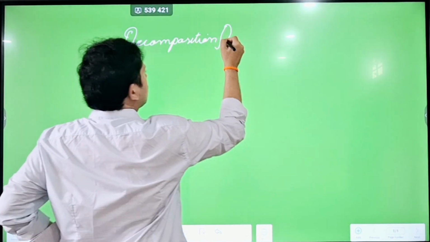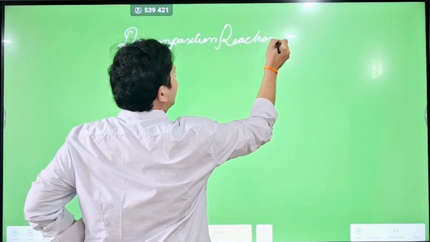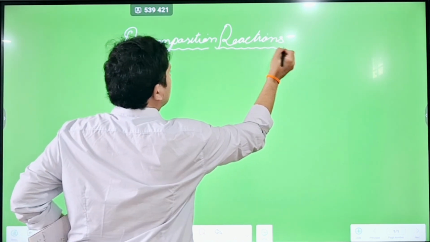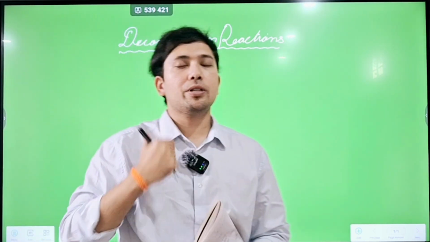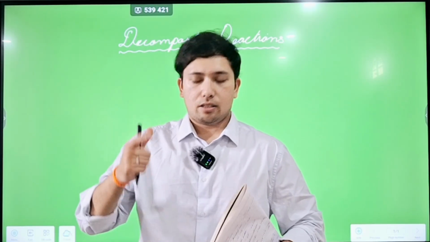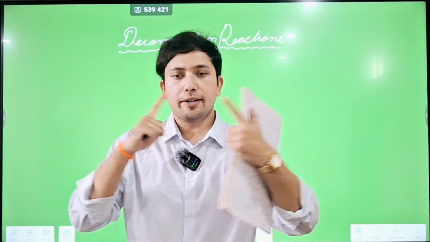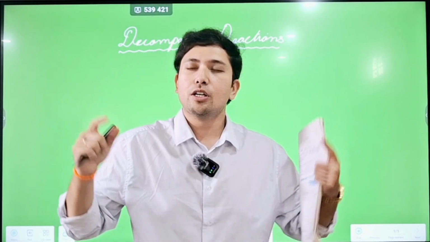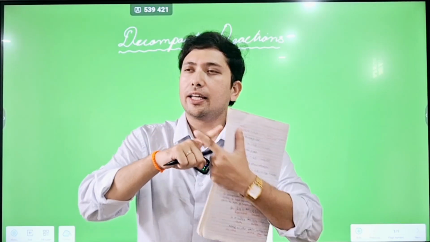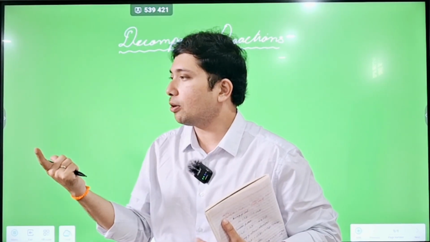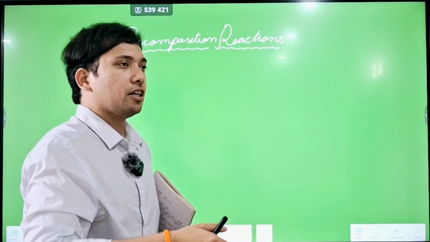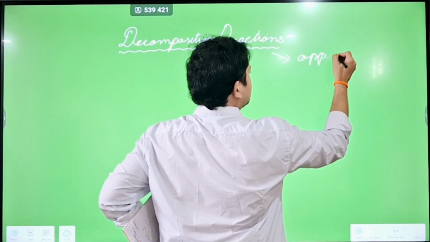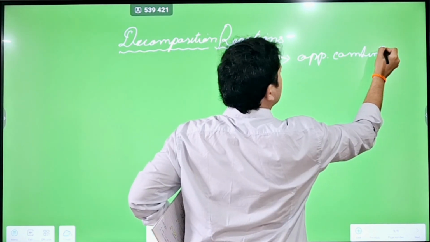Decomposition reactions. Now, in a combination reaction we had addition of two reactants. Combination means to combine, that means addition. So two reactants combine to form a completely new product, that is a combination reaction. In decomposition it is totally the opposite of combination reactions.